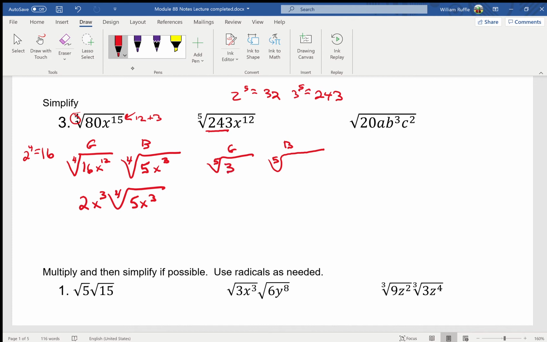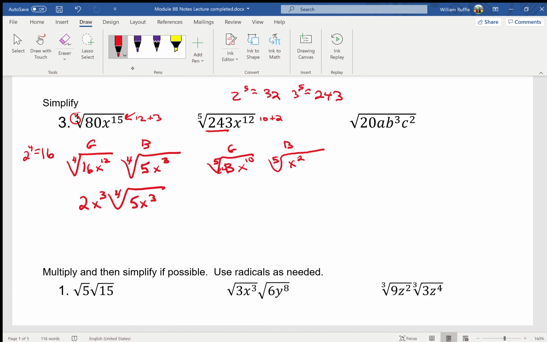Now, is 12 a multiple of 5? No, it's not. But I can break it into 10 plus 2. 10 is a multiple of 5. So I'm going to have x to the 10th, x squared. And I meant to write 243. I wrote the answer in there.